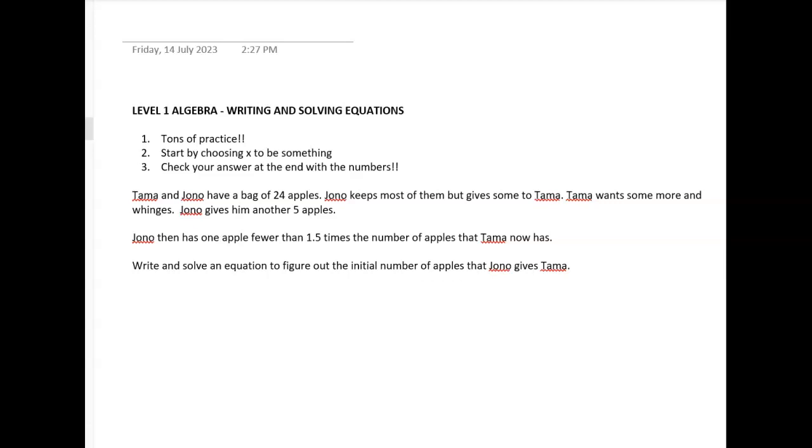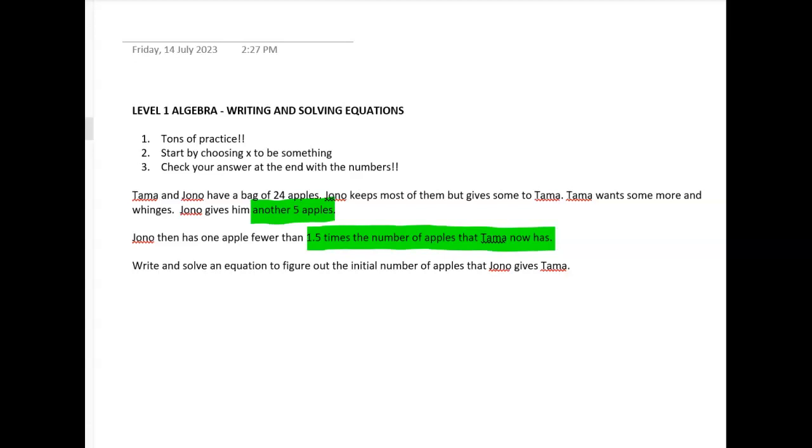Anyway, this first question is about Tama and Jono. They've got a bag of 24 apples. Jono keeps most of them, but he gives some to Tama. Tama wants some more and whinges, so Jono gives him another 5 apples. And then Jono has 1 apple fewer than 1.5 times the number of apples that Tama now has. Now you may well be saying, well, who cares? And what a strange way to put it. But I'm going to show you how to write and solve an equation to figure this out.